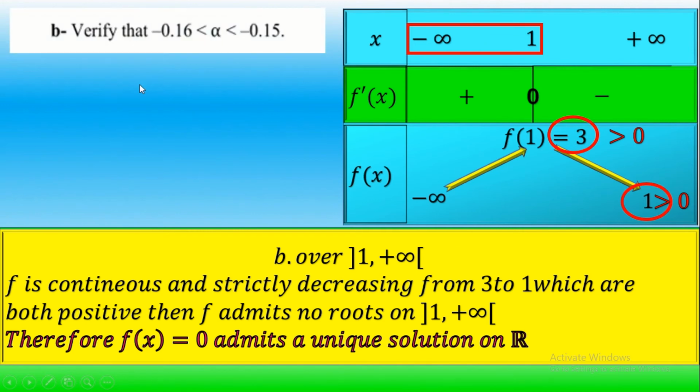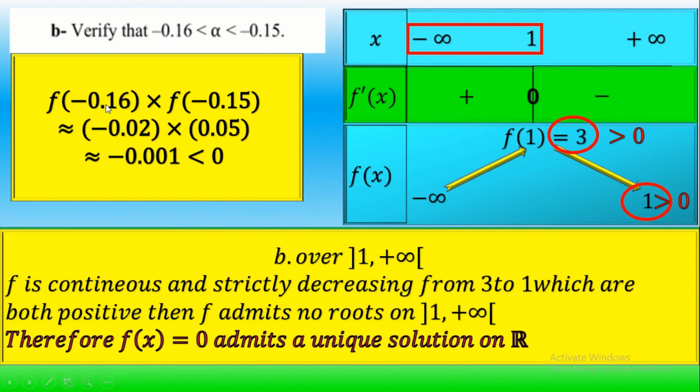Now verify that this solution alpha is between minus 0.16 and minus 0.15. f of minus 0.16 times f of minus 0.15 is minus 0.02 times 0.05. It's approximately minus 0.001, which is negative. We can either prove it in this way, the product of their images is negative, or we can say that f of minus 0.16 is negative and f of minus 0.15 is 0.05, which is positive. Therefore, we can say that alpha is between minus 0.16 and minus 0.15.